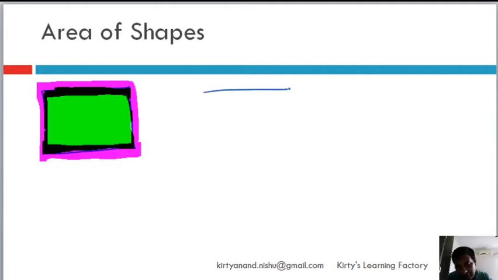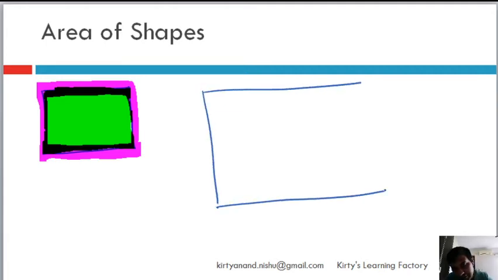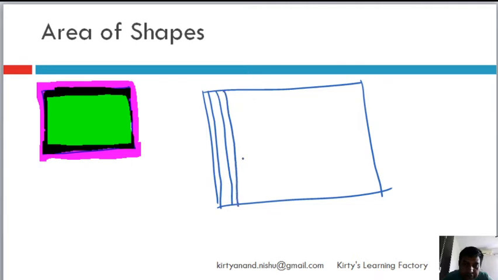Basically, how do we find out the area? So for example, we have this square. Now we can divide it into small strips. Okay, we can divide it into small strips.